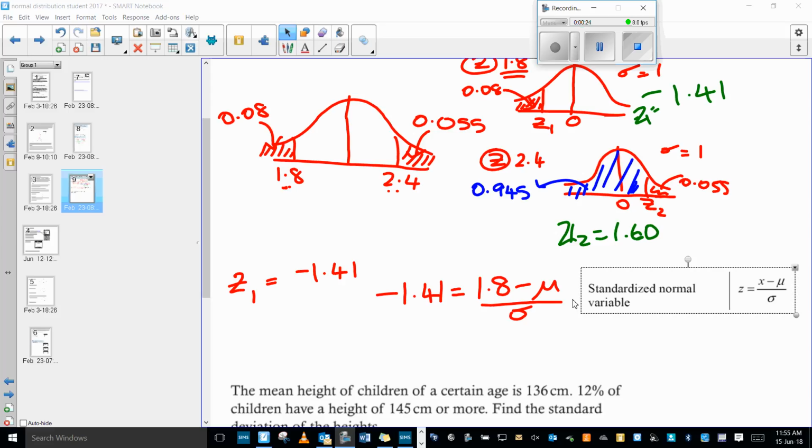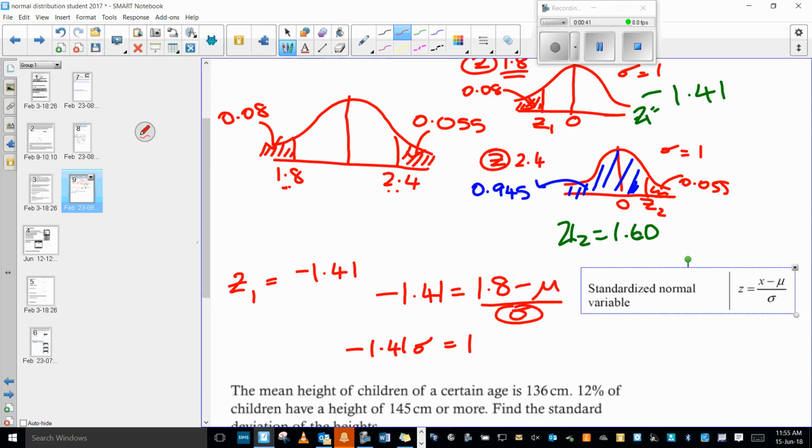Now at some point we're going to have to rearrange this. I might do it now before we find the next one. So I would have to get rid of this. What happens to it? Multiply by the other side. So I'm going to have negative 1.41 standard deviation equals 1.8 subtract mean.